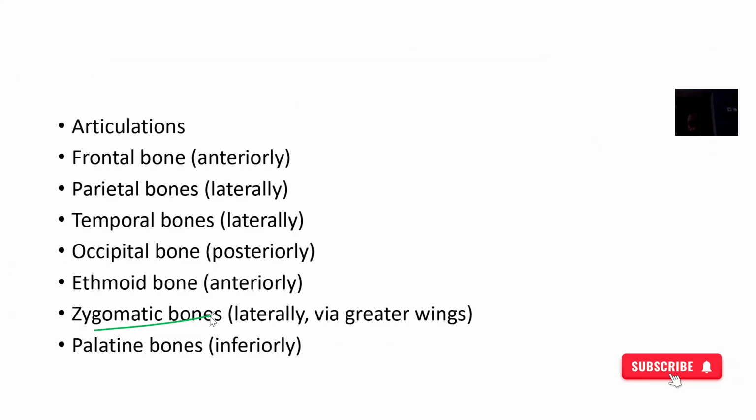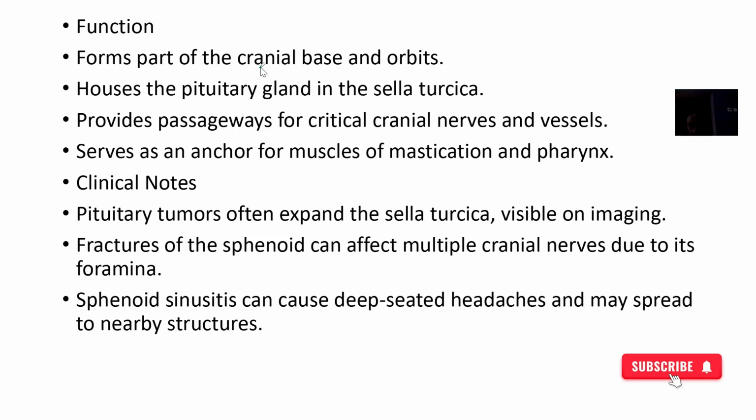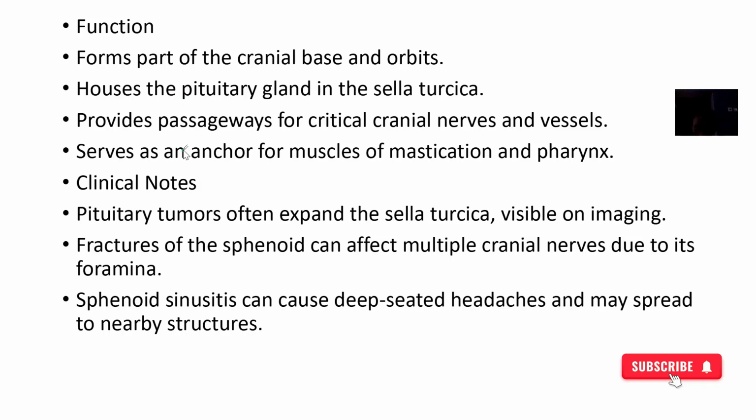So what's the use of this bone? Okay, what's the use of this bone? It forms a great part of the cranial base and the orbit. It houses the pituitary gland and the sella turcica. It provides passageways for critical cranial nerves and blood vessels. Okay. Serves as an anchor for muscles of mastication. So for you to be able to chew something, this must actually be there.